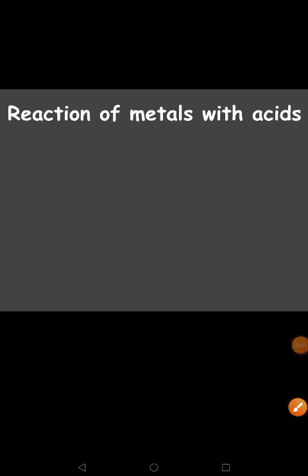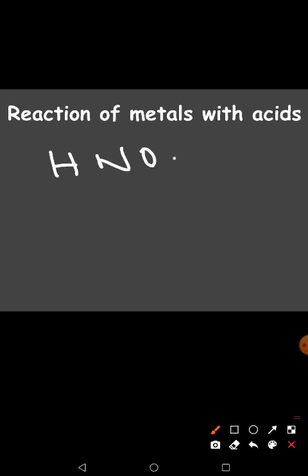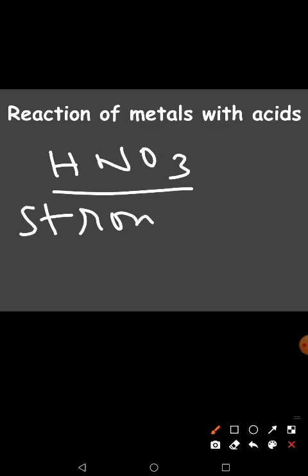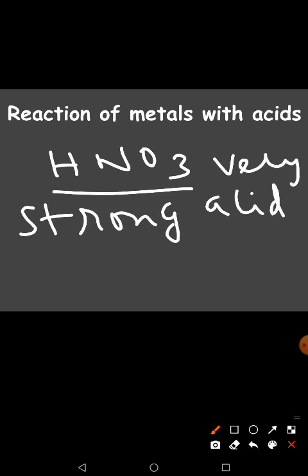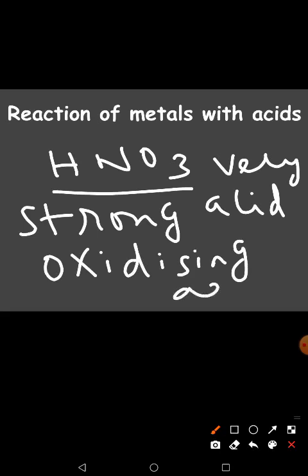So we are talking about reaction of metals with acids. We have studied the reaction of few metal samples like magnesium, aluminium, zinc and iron with hydrochloric acid. Now let's take nitric acid, that is HNO3. Nitric acid is considered to be a very strong acid, and this nitric acid is an oxidizing agent.